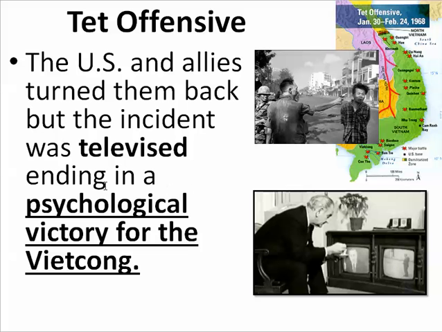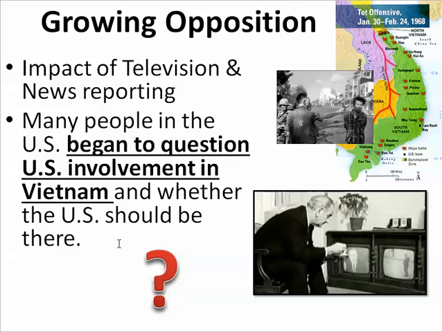It's going to cause this psychological defeat for the United States and their involvement over in Vietnam. It's going to be a psychological victory for the Viet Cong and North Vietnamese, because it's going to make a lot of people question whether we should be in Vietnam to begin with. In other words, a return to isolationist thinking, although U.S. foreign policy was not isolationist. The people's ideas were a call for isolationism again.